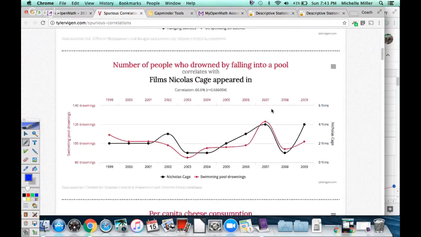Another one, number of people who drown by falling into a pool versus films by Nicolas Cage, right? So films by Nicolas Cage, how many films he made in a particular year versus drownings. And these two do seem to change together, which is kind of crazy. So there's correlation, but causation, do the number of drownings influence how many movies Nicolas Cage does, or does Nicolas Cage making movies somehow affect people drowning? I don't think so, right?